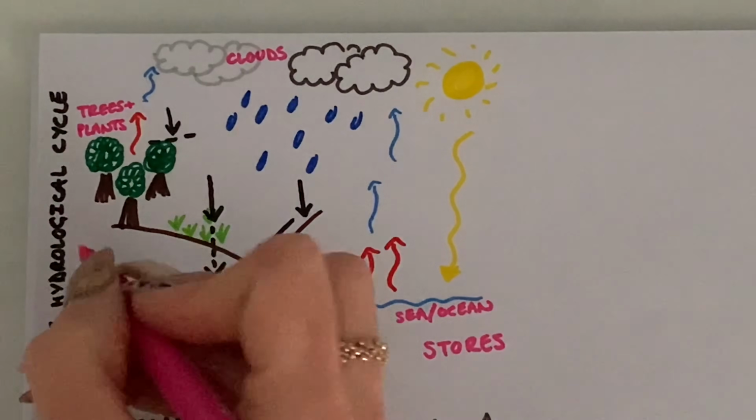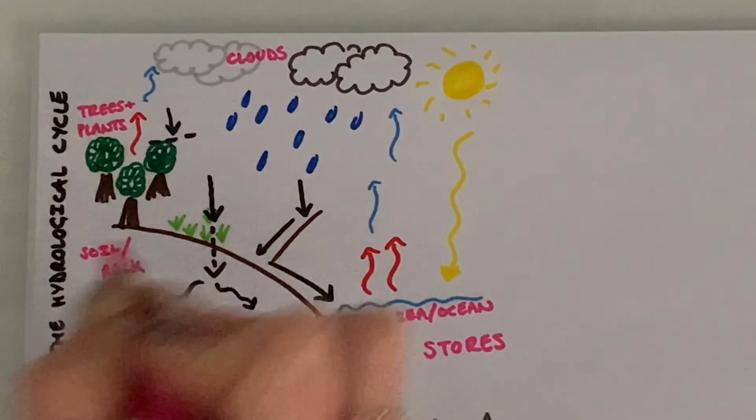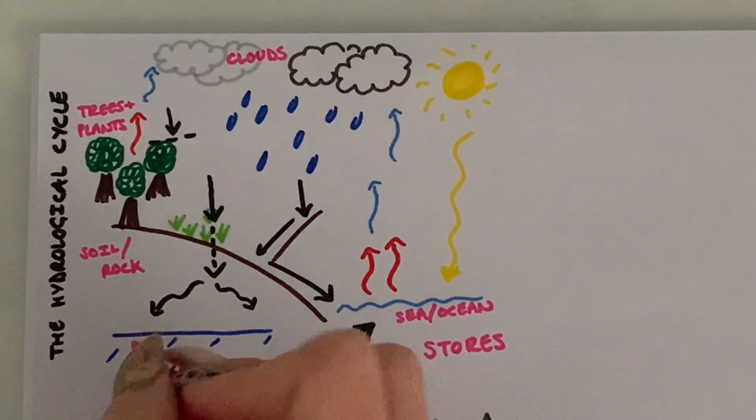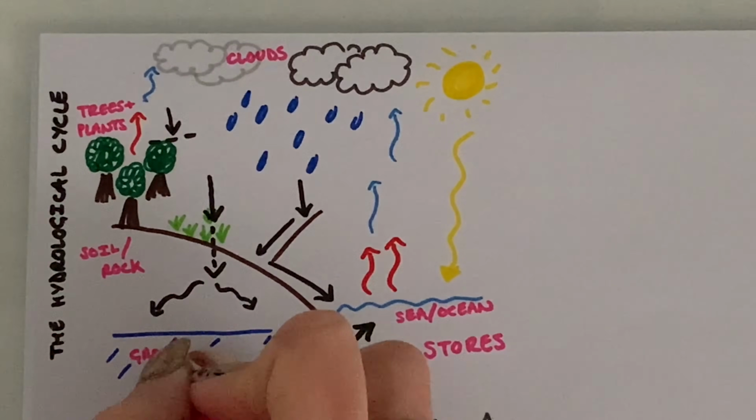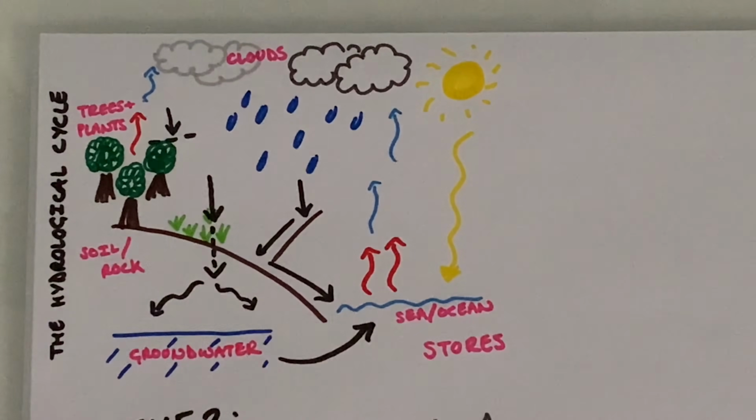So I'm going to go ahead and add in my key geographical words in relation to the hydrological cycle, and I'm going to colour code them in pink to represent our stores. So we've got our sea, our ocean, our trees, our plants, our clouds, our soil, our rock, and our groundwater.